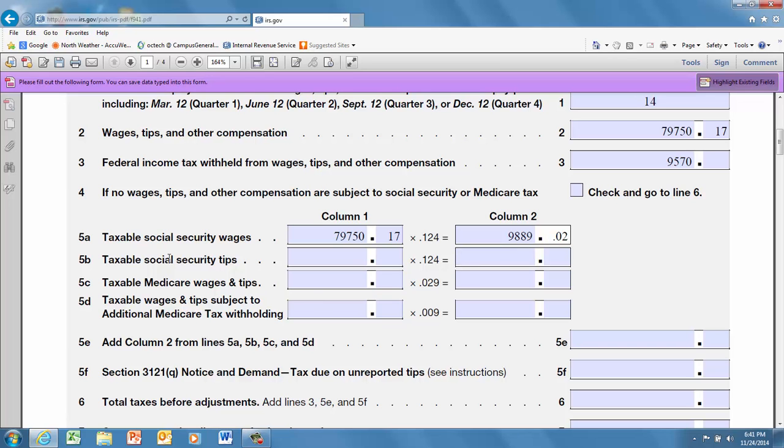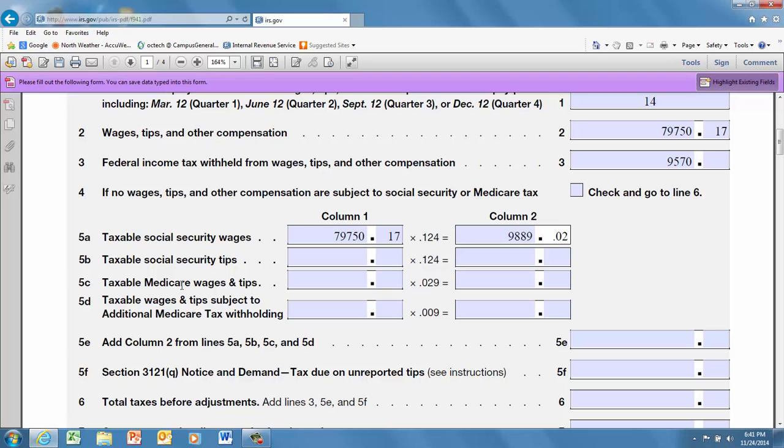Now, this is the taxable Social Security tips. So we will not need this for our project, but in real life, if your place of business gave out tips, that Social Security was collected on those tips, then how much tips the Social Security was collected on would be put on column 1 of 5B. You multiply that times the 0.124.